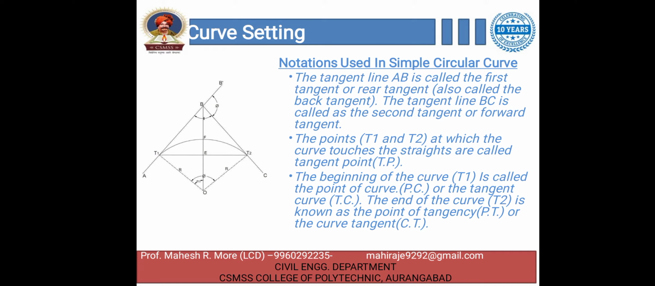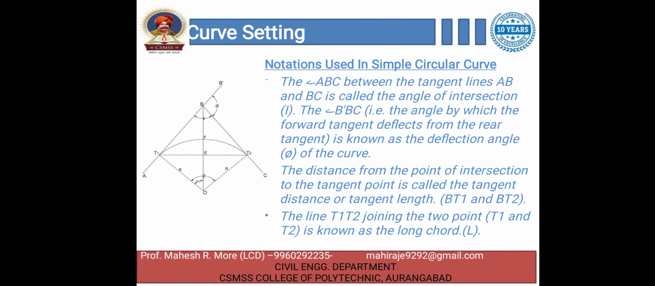The beginning of the curve, T1, is called the point of curve or tangent curve. The end of the curve, T2, is known as the point of tangency or curve tangent. The angle between the tangent lines AB and BC is called the angle of intersection.